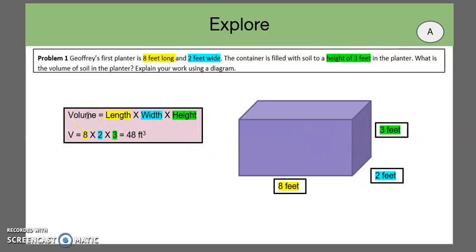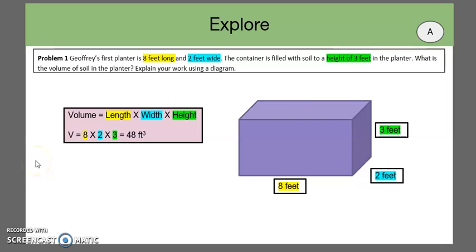We are using the volume formula where we're doing length times width times height. We are substituting the values, so our length is 8, our width is 2, and our height is 3. When we find the volume, we're multiplying all three numbers, and we will get 48 feet cubed, or we can say 48 cubic feet.